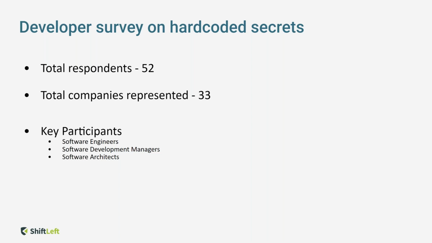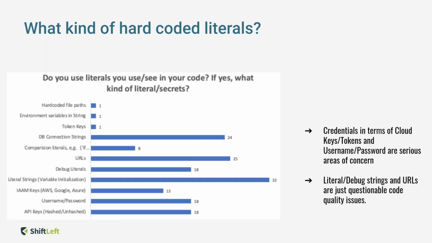The participants in the survey were primarily in development roles, so engineers, dev managers, architects. People who are very close to applications, very close to source code, who deal with this day in, day out. And the question we primarily asked them is, what kind of hard-coded secrets and literals do you see in your source code on a day-to-day basis? And this was the response. Note, they don't add up to 52 because people would have responded to more than one. And what you see here is a summarization of that.